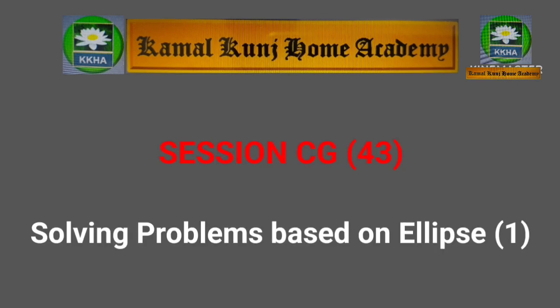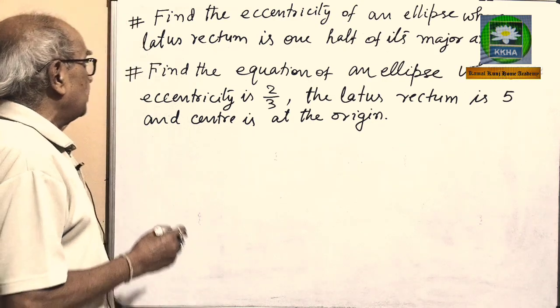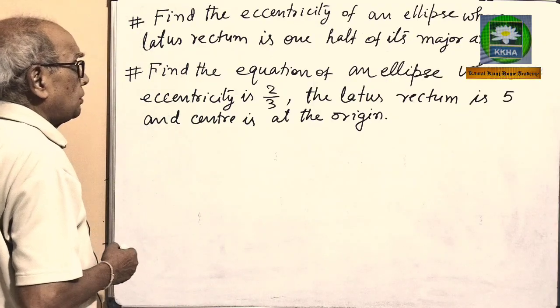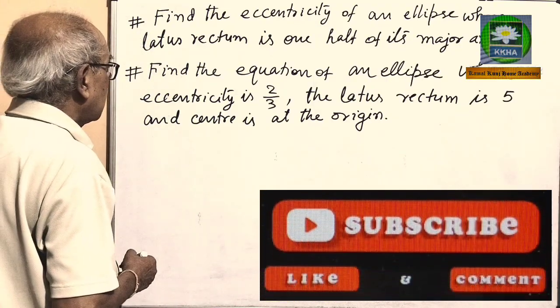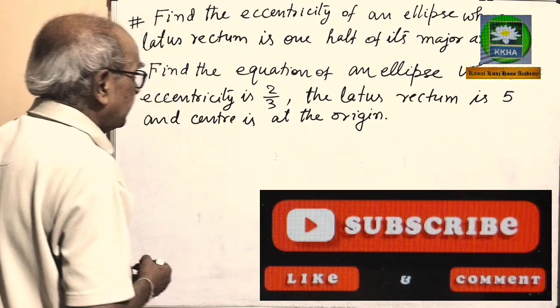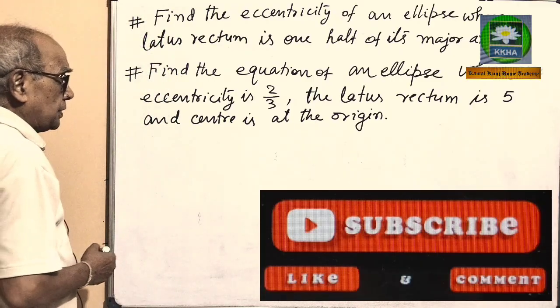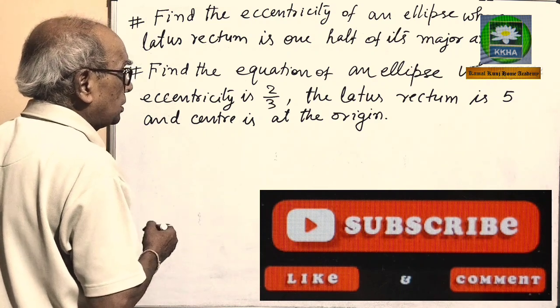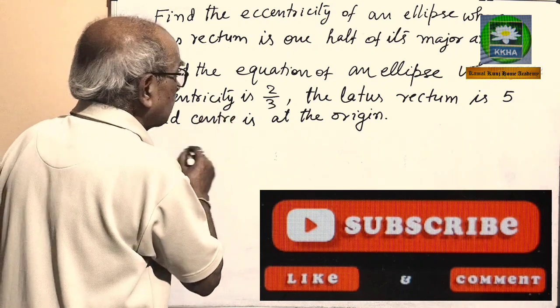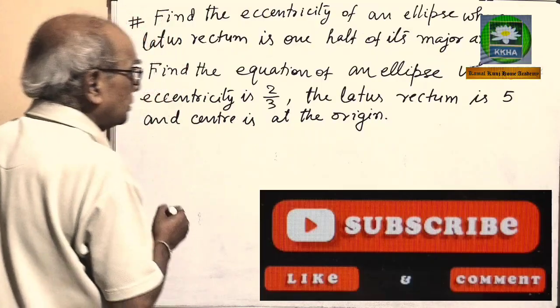In this session, we will solve some problems based on ellipse. So let us start first with the last question. Find the equation of an ellipse whose eccentricity is 2/3, the latus rectum is 5, and the center is at the origin. Now here eccentricity is given and latus rectum is given.